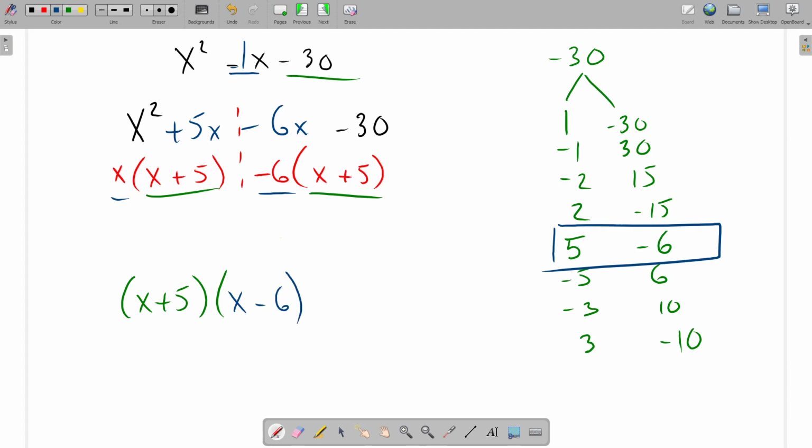Of course, if you want to check this answer, you can FOIL it, you can multiply using the box method or the stacking method that I've already done videos on, and you should end up with the original polynomial, the original quadratic, x squared minus 1x minus 30.